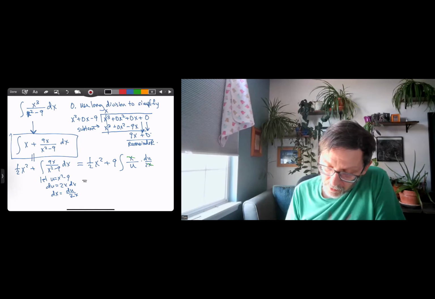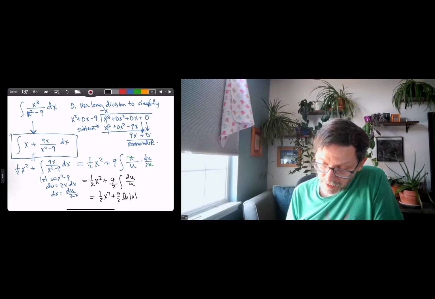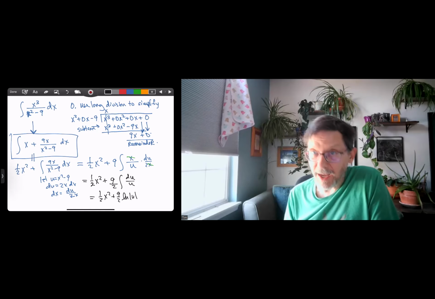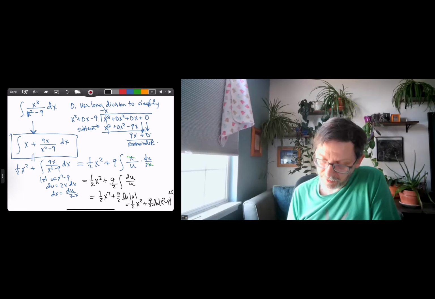And we've got 1/2 x squared plus 9 times 9/2 integral du over u. That's 1/2 x squared plus 9/2 log u. And I'll wait on the plus c because I want to back substitute. And I've got 1/2 x squared plus 9/2 log absolute value of x squared minus 9 plus c.